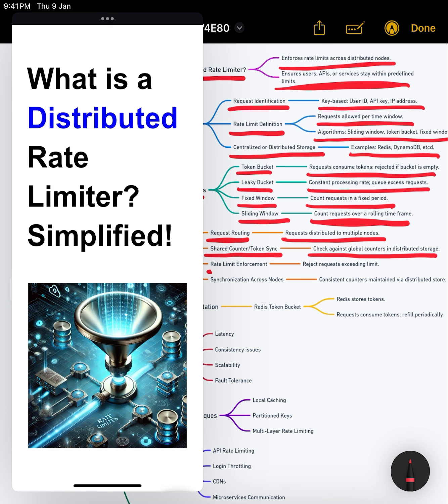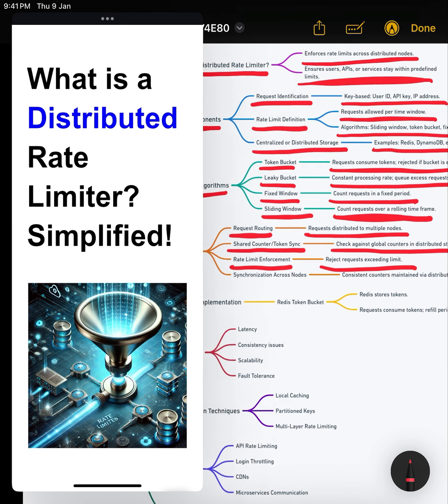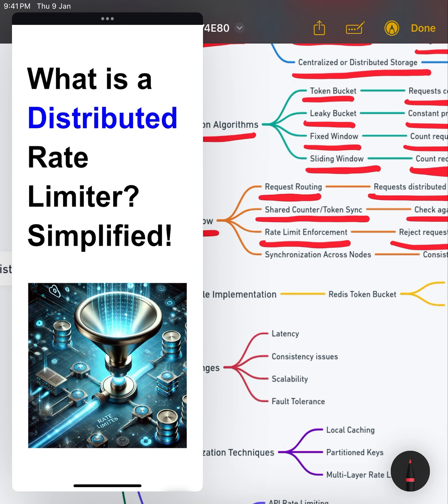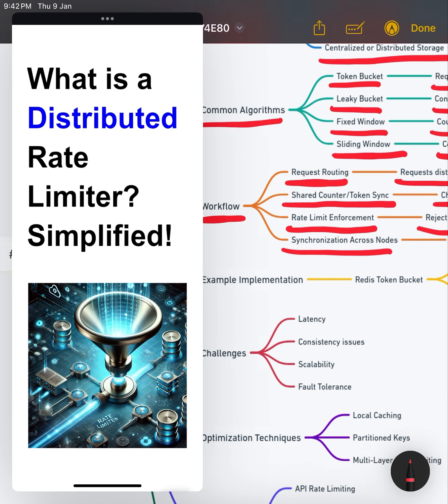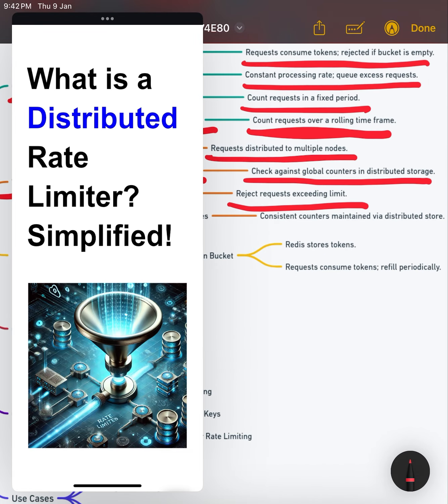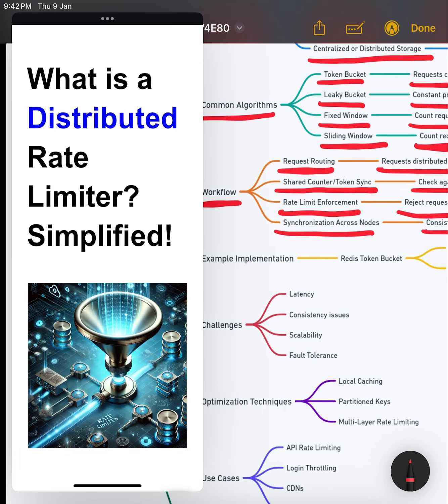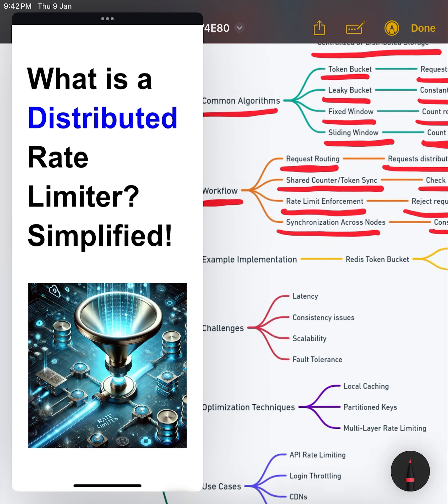3. Rate limit enforcement. If the counter tokens exceed the defined rate limit, the request is denied, e.g. HTTP 429, too many requests. Otherwise, the counter is incremented, or tokens are consumed and the request is processed. 4. Synchronization across nodes. Nodes communicate with the distributed storage layer to maintain a consistent view of the counter's tokens across the system. For example implementation, using Redis for token bucket algorithm.